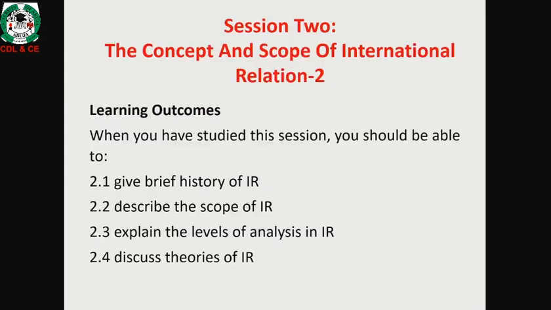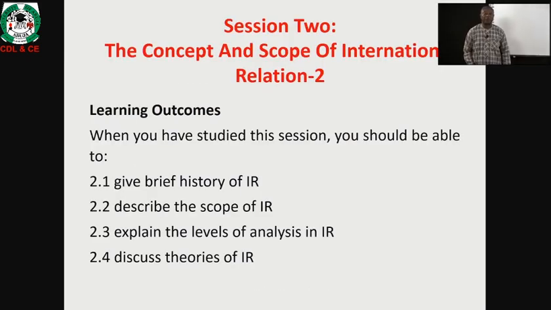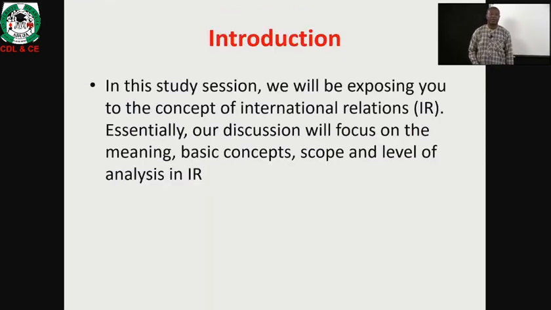In this study section 2, the concept and scope of international relations is still what we are going to look into. And the learning outcome for this study section is, when you have studied these sections, you should be able to: 1, give a brief history of international relations; describe the scope of international relations; explain the levels of analysis in international relations; and discuss theories of international relations.